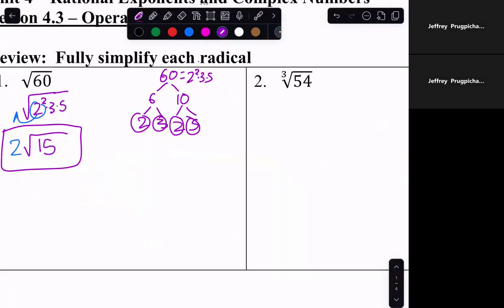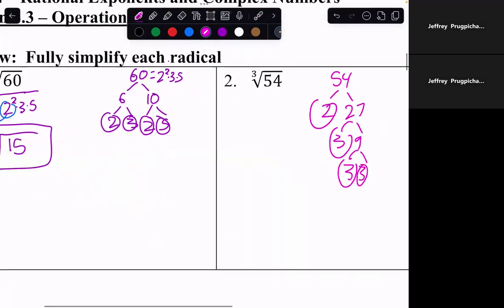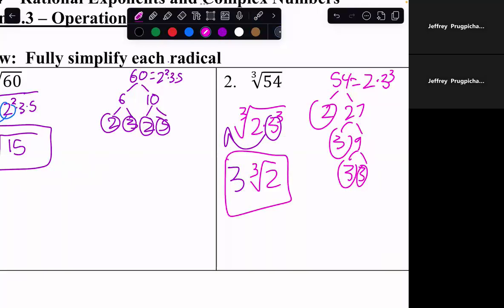Okay, problem 2, this time it's a cube root, so we need something to the third power on the inside. Okay, so 54's prime factorization is 2 times 3 cubed. The 3 moves out front. And the 2 stays inside the cube root.